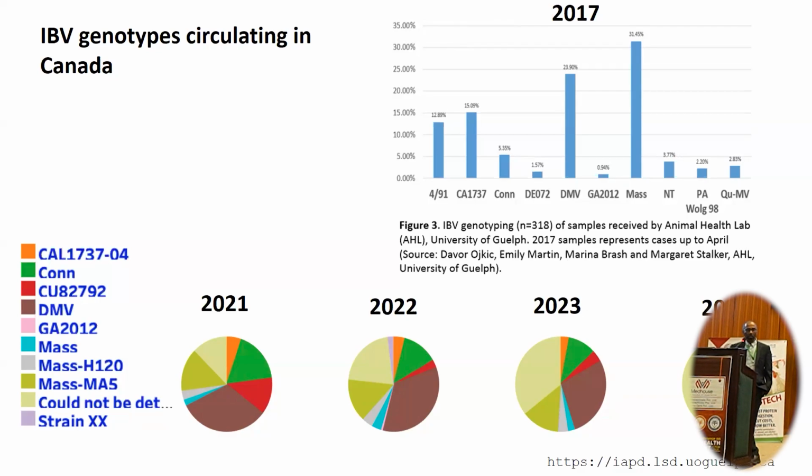I was thinking, what if I am wrong about the 491 vaccine? Fortunately, after a couple of years, 491 disappeared. And the DMV 1639 came up. And still it is a problem, but you are seeing in the pie chart, the brown color is the DMV 1639.